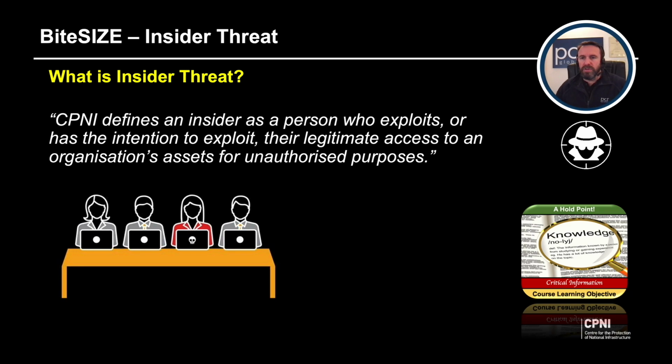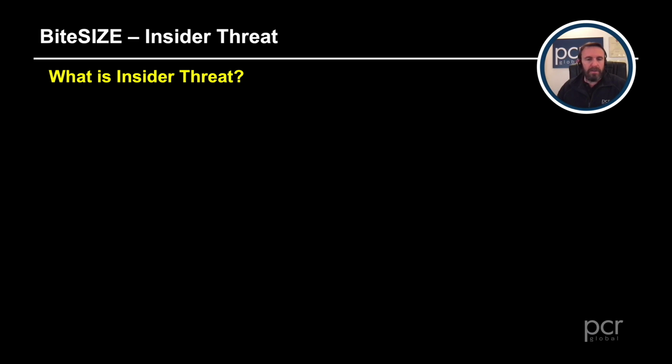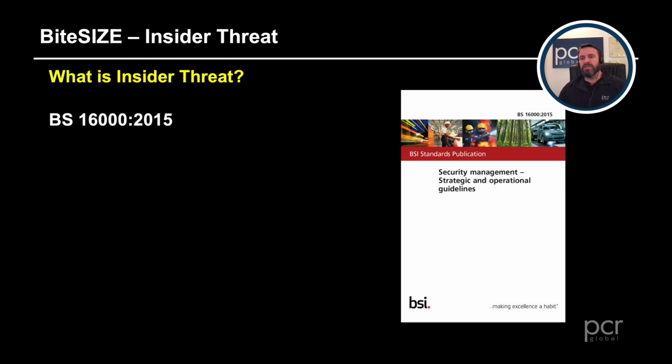Well, according to the CPNI, which is the Centre for the Protection of National Infrastructure in the UK, CPNI defines an insider as a person who exploits or has the intention to exploit their legitimate access to an organisation's assets for unauthorised purposes. Interestingly there, it says their legitimate access. So it's not a definition that's wholly agreed everywhere else, because some other definitions do exist, which we will cover in a minute.